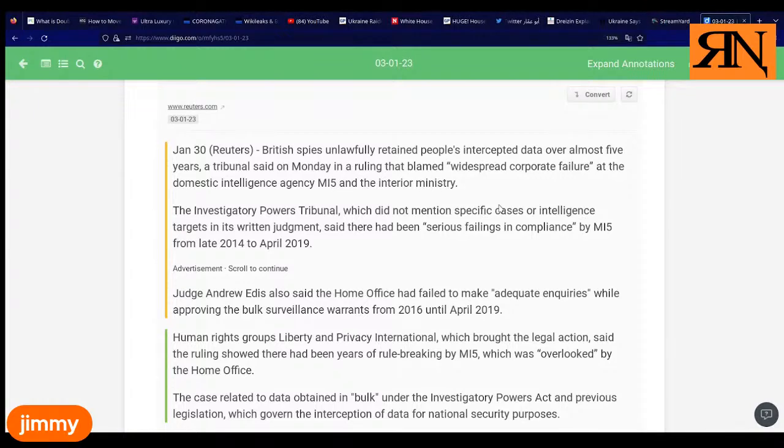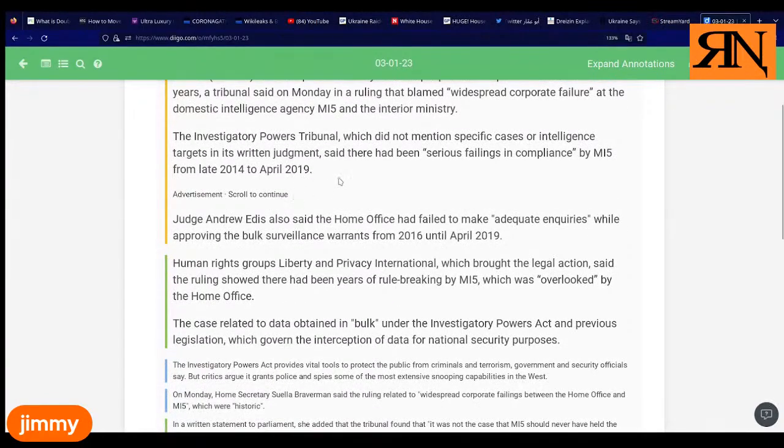The Investigatory Powers Tribunal, which did not mention specific cases or intelligence targets in its written judgments, said there have been serious failings in compliance by MI5 from late 2014 to April 2019. So are they saying only between 2014 and 2019? Because I remember when me and Sean McGee first started talking about this was back in around 2012.